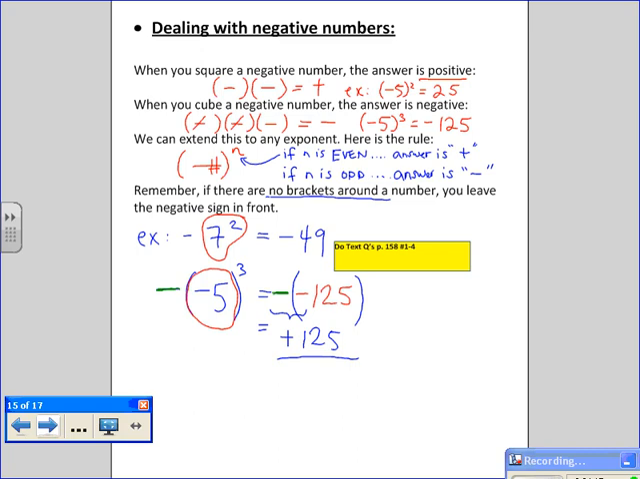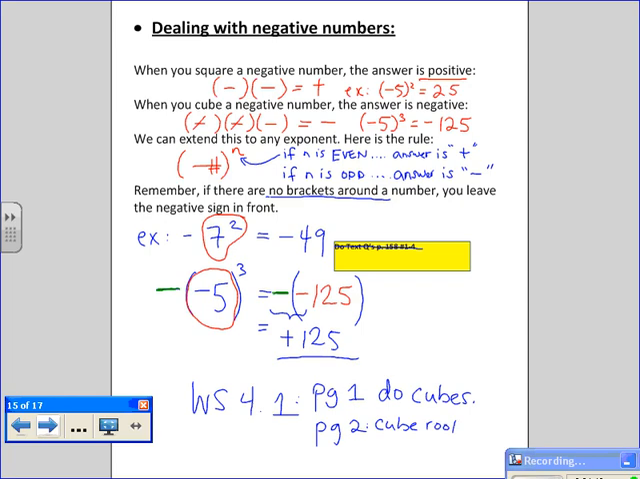All right, so at this point, I'm not going to ask you to do these textbook questions. I'd like you to do worksheet 4.1. You can go back to page 1 of your worksheet, and you can do any of the questions that ask you to cube a number. And you can do on page 2 all of the cube root questions. Okay, and check your answers.